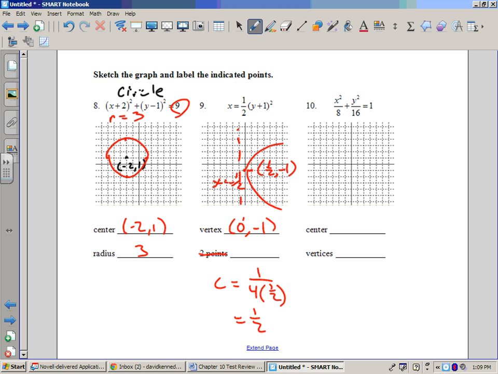Let me put in 1 for x. If I put in 1 for x, then 2 is equal to y plus 1 squared, and so y plus 1 is equal to the square root of 2, y is equal to -1 plus or minus the square root of 2. Maybe not my favorite point, but that'll work for what they asked.